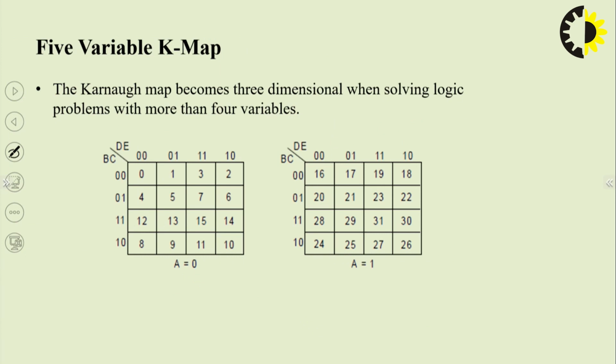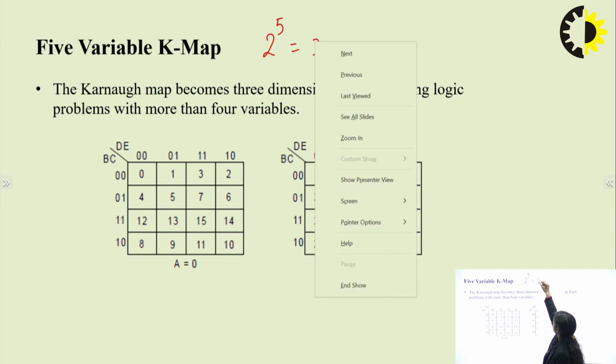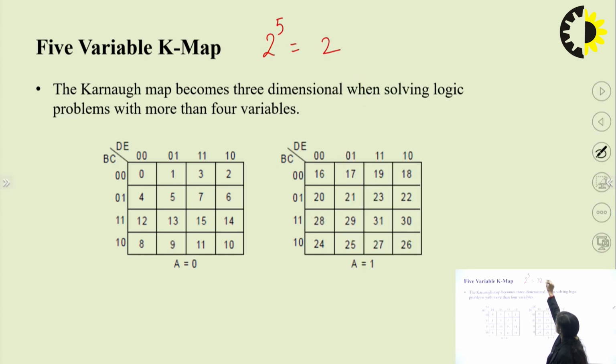5 variable K-map. Now, if we are going to understand this 5 variable K-map, 5 variables means how many boxes do we have? It will be 2 to the power 5. That means it is taken as 32 boxes. We have to take 32 boxes. Making such a 32 box K-map will be a very tedious task.